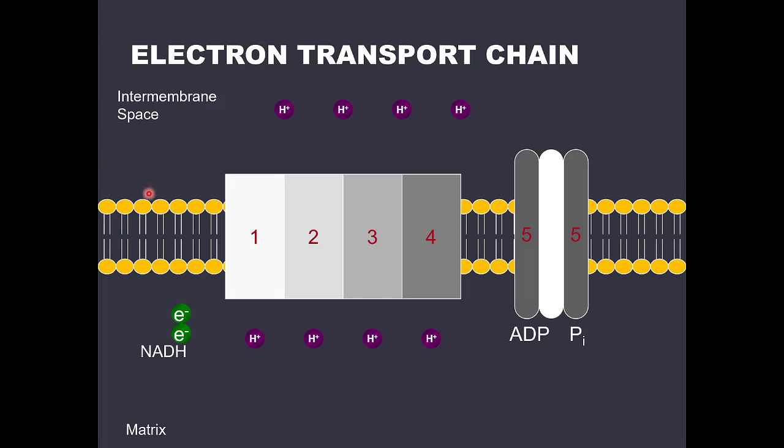So here we have a very simplified visual and animation of the ETC. Here highlighted by this yellow wall is that inner membrane. And on this side of the inner membrane, you have the intermembrane space. And on this side, you have the matrix. Also, directly on the inner membrane wall, you have these components right here. These components are referred to as the ETC complexes. So you have complex 1 through 5. Now in complexes 1 through 4, there are specialized proteins called cytochromes.